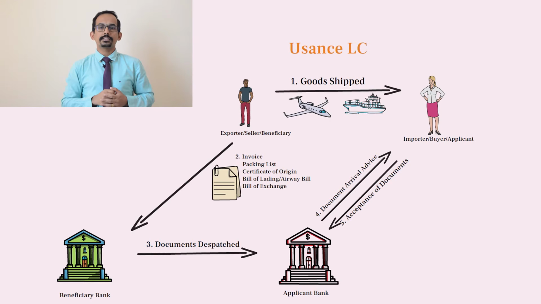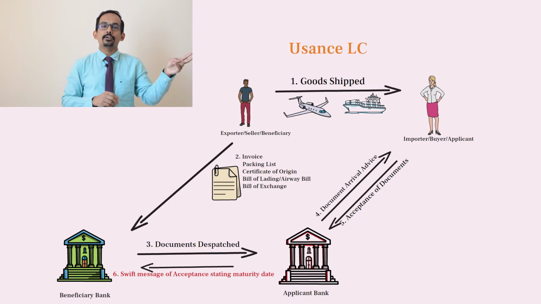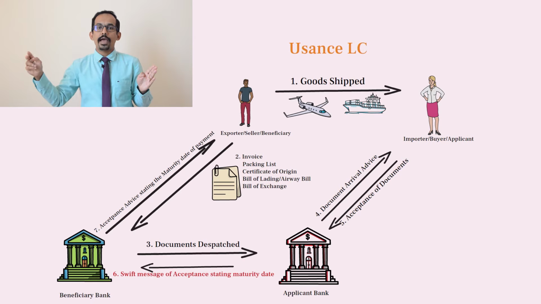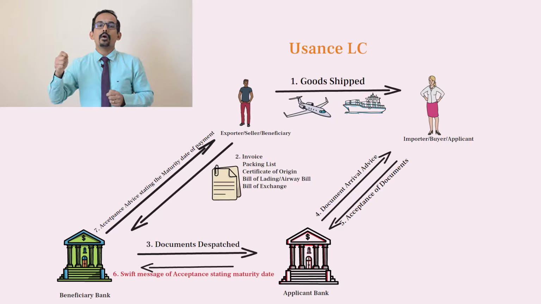The functioning of the usance LC is exactly the same as the sight LC, except that when the acceptance of documents is given by the applicant, the payment is not immediately transmitted. Instead, an acceptance advice is sent by the applicant bank to the beneficiary bank, and the beneficiary bank intimates the beneficiary regarding the same. And in this acceptance advice, it will be mentioned clearly that the payment for this trade transaction is going to mature on such and such date. That would depend upon the terms that were mentioned already in the letter of credit.